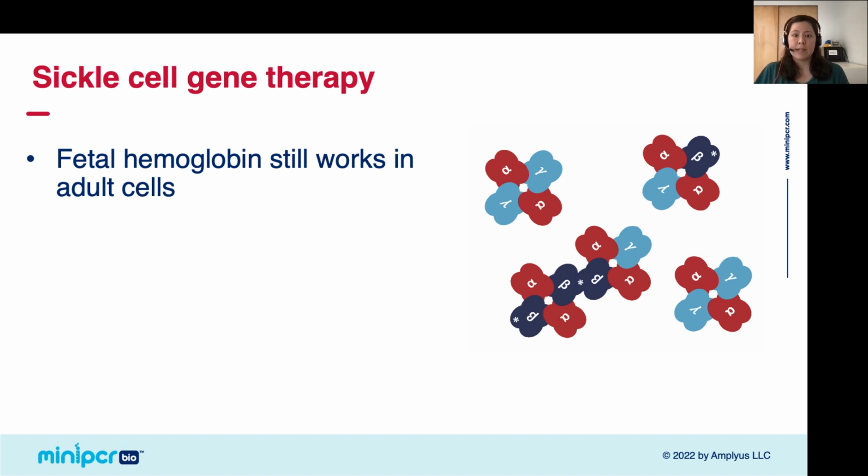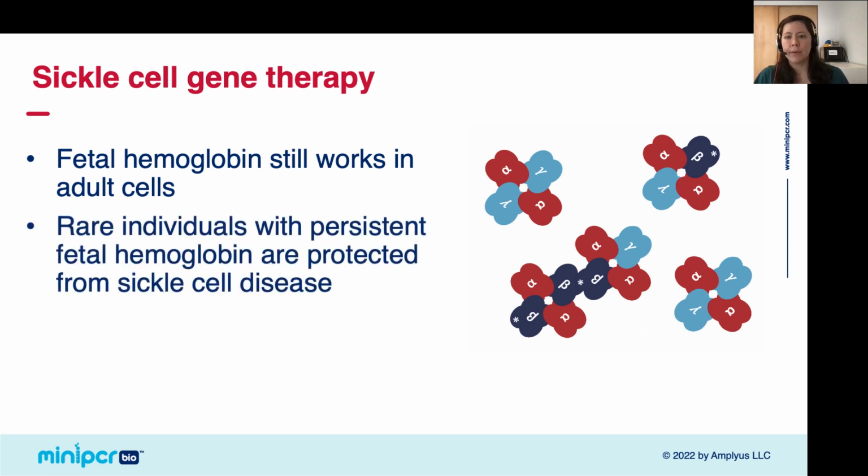The key to the gene therapy treatment is that the gamma globin gene is still in our cells, and if gamma globin is produced, fetal hemoglobin is entirely functional in adult cells. There are actually some people with a mutation that makes them have persistent fetal hemoglobin production throughout their lifetime, and this has been shown to protect them from sickle cell disease.